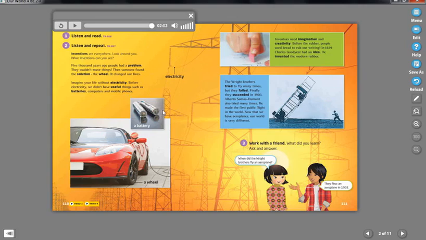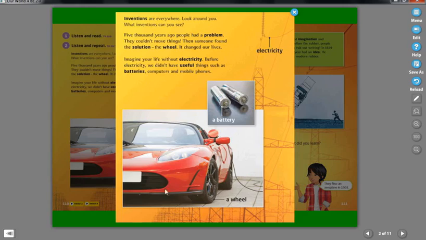Okay, we finished listening and you repeated it. Here we check the vocabulary on the board. Okay, I zoomed the text here. I would like to ask you some questions. Here we read it. When did the people have a problem? When did the people have a problem? Okay, who can answer it?